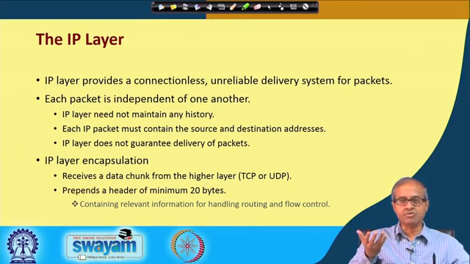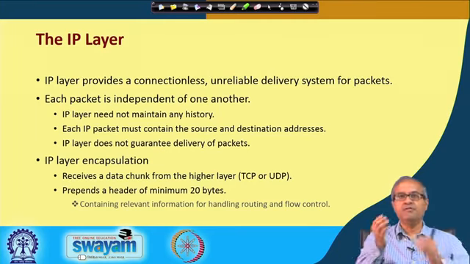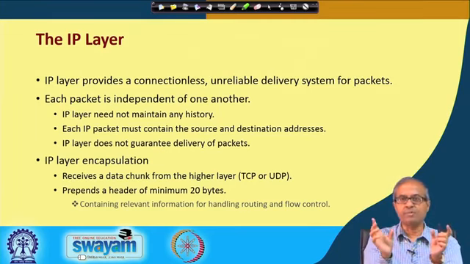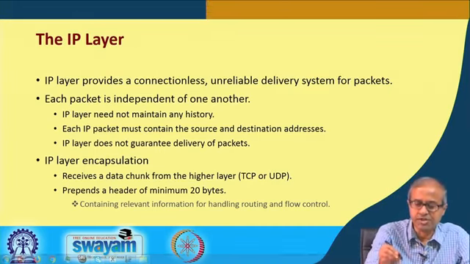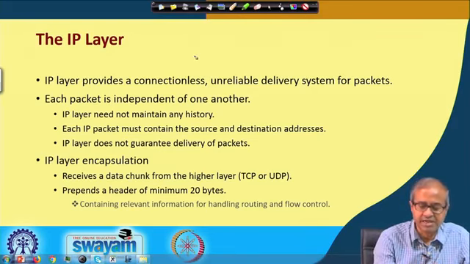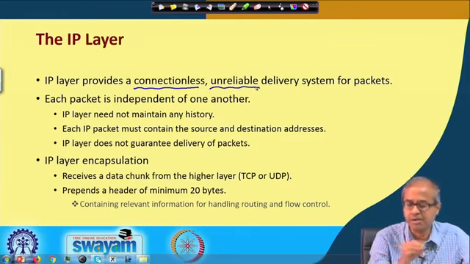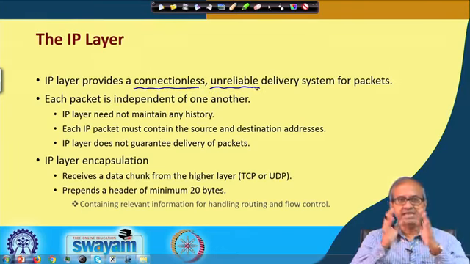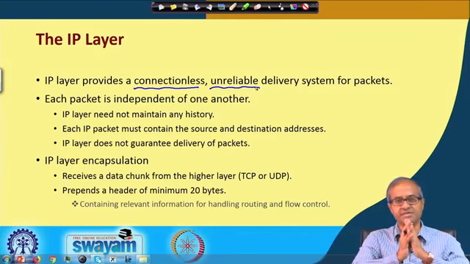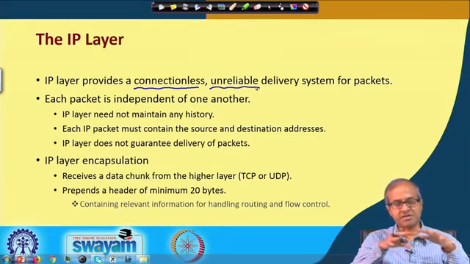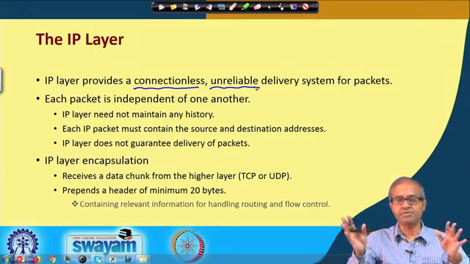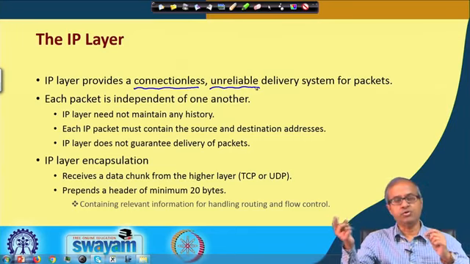Now, another thing I also mentioned, this we shall be discussing later, is that IP is also responsible for breaking up a large packet into smaller packets if required. Okay. So, broadly speaking, the IP layer provides a connectionless and unreliable delivery system for packets. Essentially, it is a datagram service. It is a layer which provides a mechanism for transmission and routing of datagrams from one node to another in the network, in the internet.